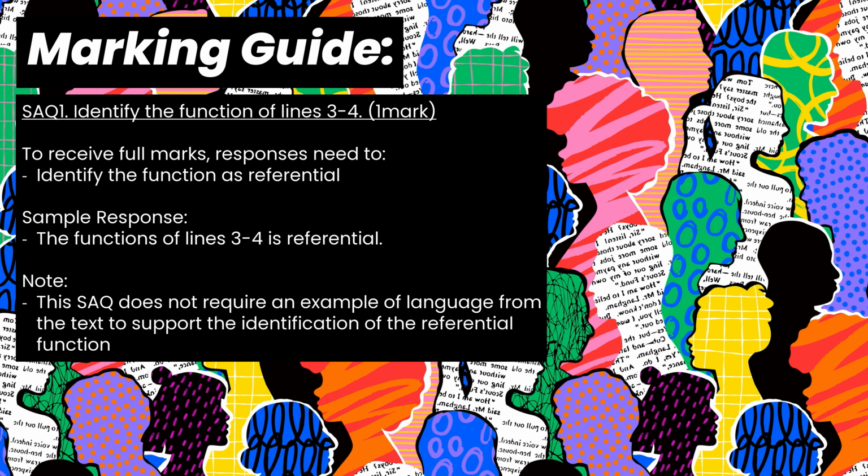as referential. Now, this question doesn't ask you for an example of language from the text. So it's totally fine if you've written the dot point referential. It's a more strategic choice, though, to write referential out in a full sentence. If you've given an example, this is where things get a little bit complicated. Because if your example supports a referential function and the metalanguage is correct and you've got line numbers, you can still absolutely get that full mark.